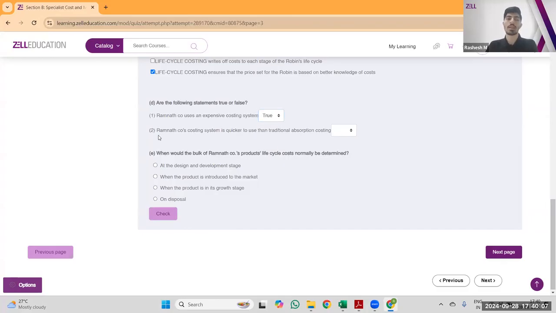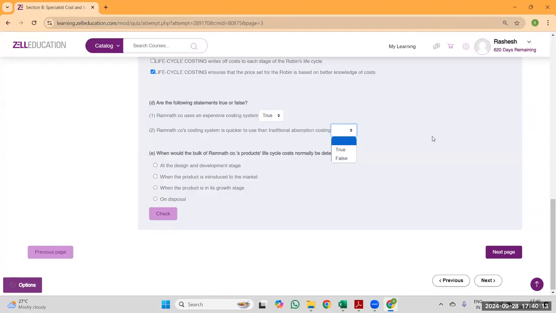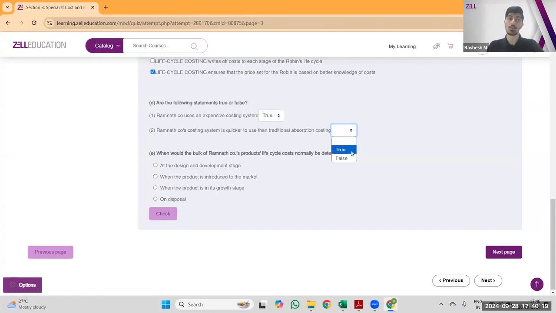Ramnath company's costing system is quicker to use than traditional absorption costing. Absorption is actually much quicker. Life cycle costing again takes a lot of data, takes a lot of workings. So it's not generally quicker.